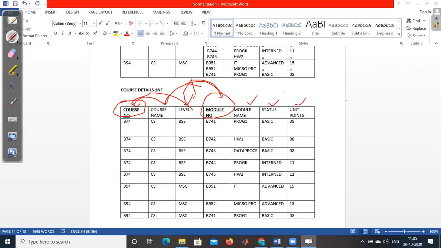Vice versa, here module name depends only on the module number. It does not depend on the course. That means all non-key attributes are not fully dependent on primary key attributes here. So this is not in the second normal form. Then what do we have to do? In order to convert to second normal form, we have to decompose the relation. We'll see how to decompose the relation. See here, students.